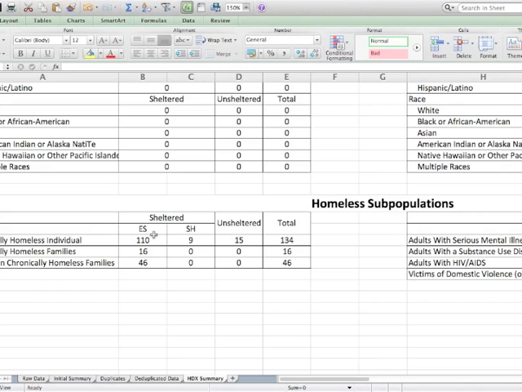The chronic homeless definition only pertains to people in emergency shelter, safe havens, or who are unsheltered. So persons in transitional housing that meet that definition do not qualify as chronically homeless. For chronically homeless families, as long as an adult head of household met that definition, then we counted the full family.